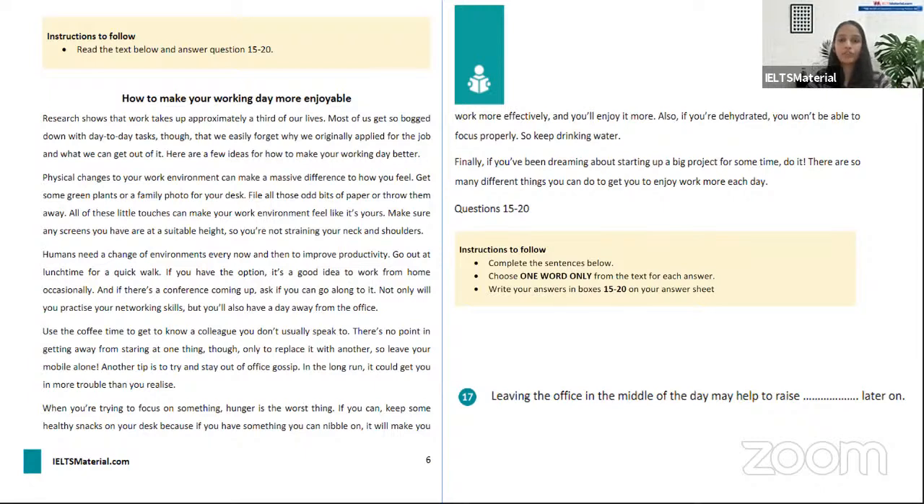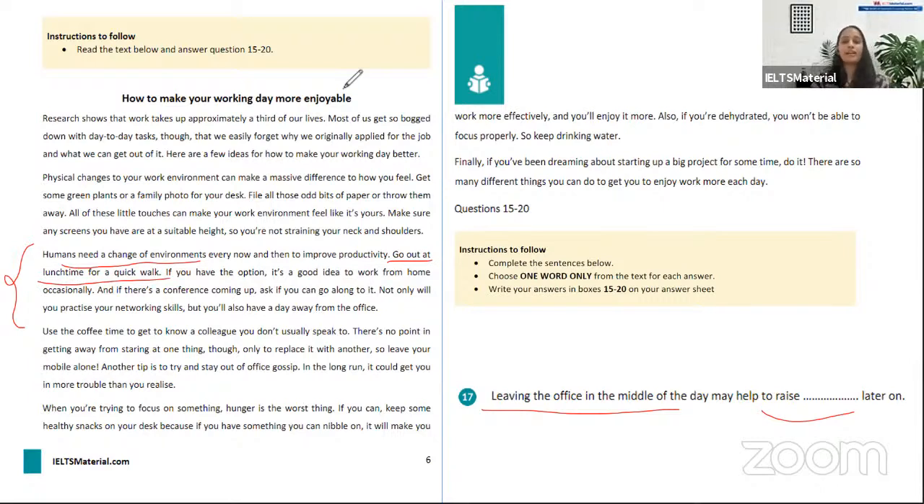I hope you are checking the synonyms and making sure that we follow the word limit and the grammatical accuracy. So leaving the office in the middle of the day helps to raise what? Again, a noun is coming up. So this passage talks something about that. Humans need a change of environment, right? So for example, go out at lunchtime for a quick walk.